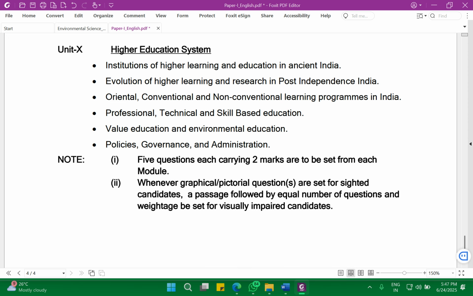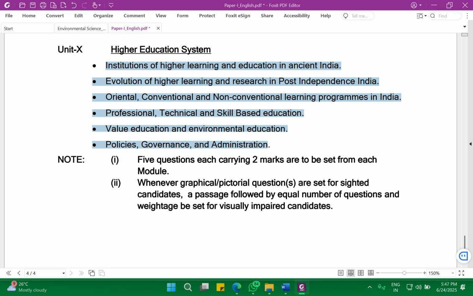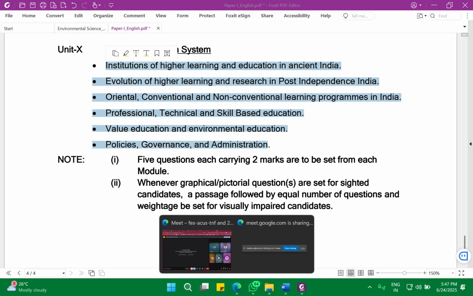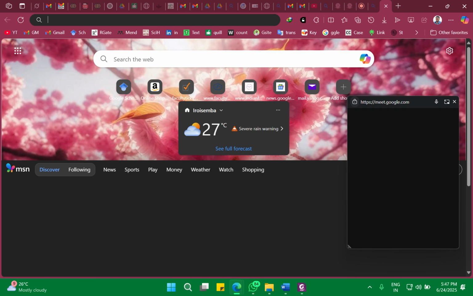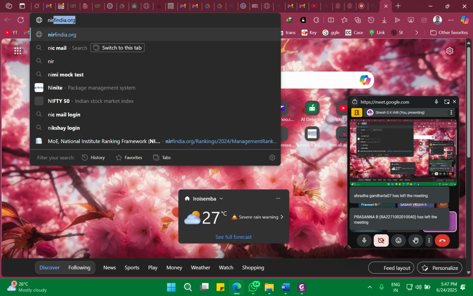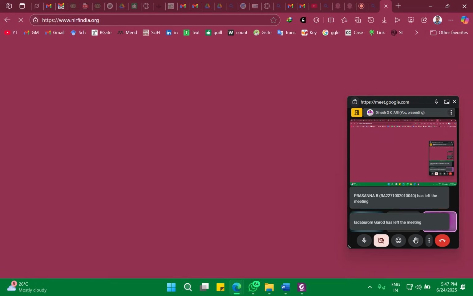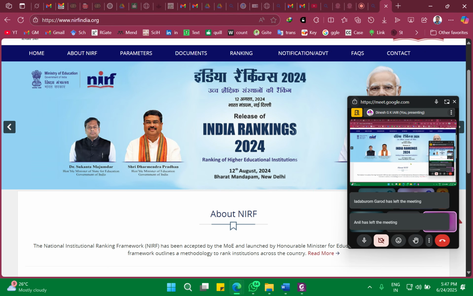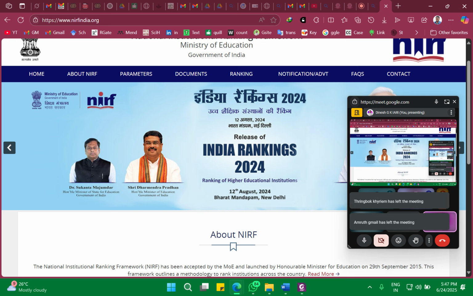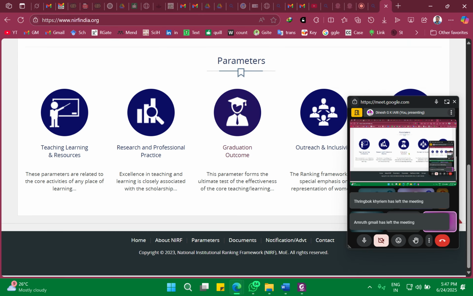And next is unit 10. So if you are updated with newspaper and UGC initiatives, you can easily score this mark. And you may expect some questions from NIRF ranking. So you can visit this website nirfindia.org. So not recently, in August 24, they have released the ranking. So as per this ranking, they may ask some questions.